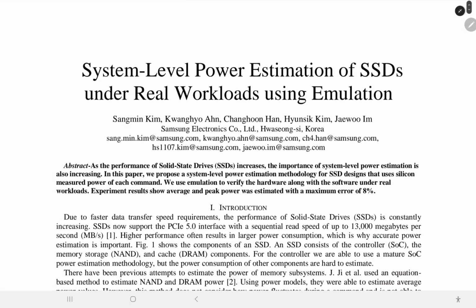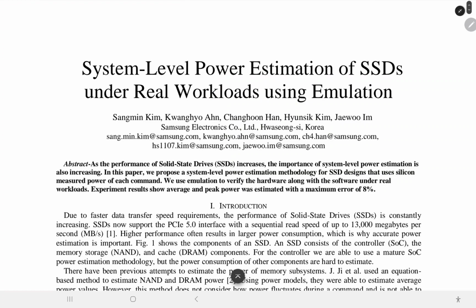Today I read this DVCon paper, 2023: Silicon system-level power estimation of SSDs under real workloads using emulation.